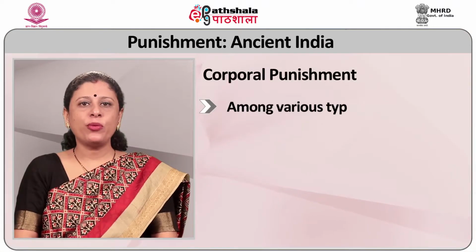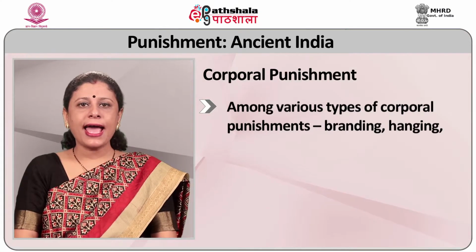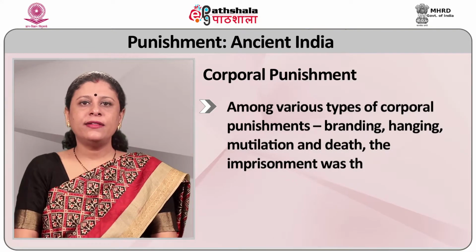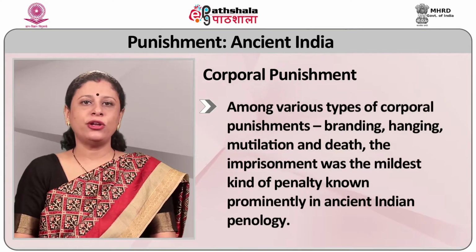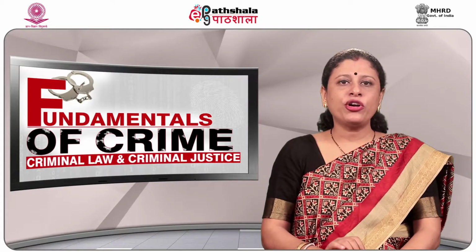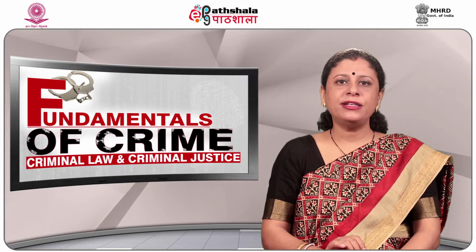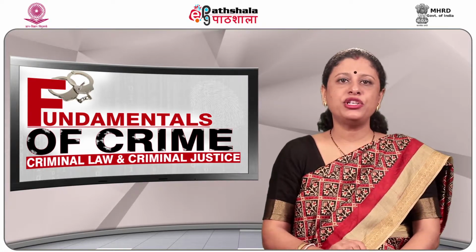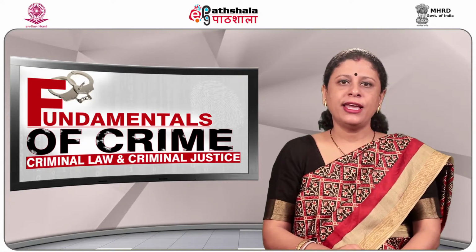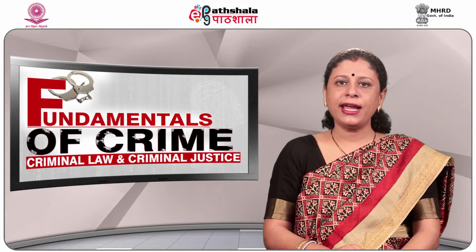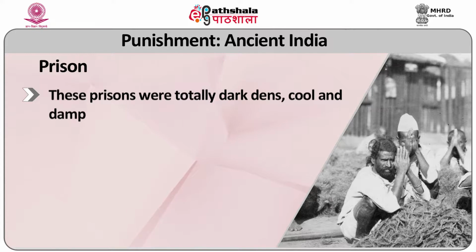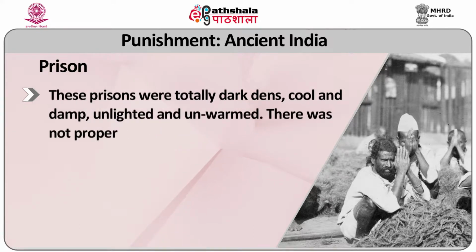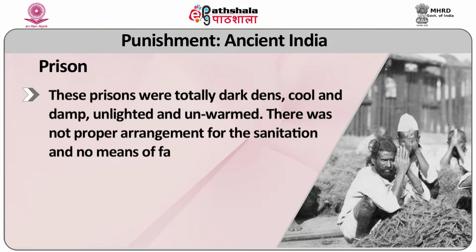Among various types of corporal punishments, branding, hanging, mutilation and death, imprisonment was the mildest kind of penalty known prominently in ancient penology. Imprisonment occupied an ordinary place among the penal treatment, and this type of corporal punishment was suggested in Hindu scriptures. The evildoer was put into prison to segregate him from society. These prisons were totally dark, dense, cool and damp, unlighted and unwarmed. There was no proper arrangement for sanitation and no facility for human dwelling.